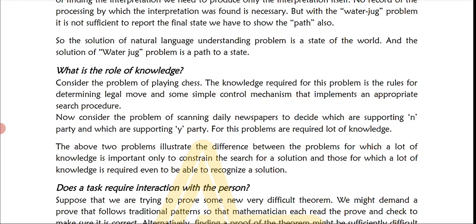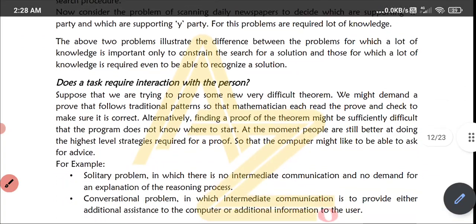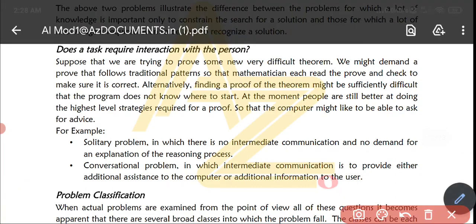The role of knowledge is, in order to play chess, knowledge is required, that is, the related information about the particular task. So the role of knowledge is very, very important. How can we define that? The next one is: does the task require an interaction with a person or not? Whether human interaction or human intervention is required or not will be defined by the characteristics of the problem. And the next one is problem classification.